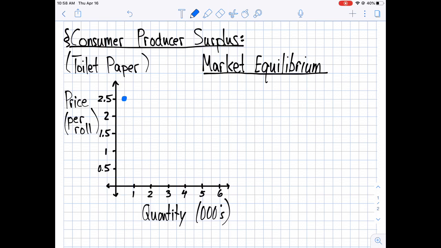And now let's look sort of at the other extreme. What if the price is very low? So what if we're looking at 50 cents a roll? Then the demand would be very high. So we would have something maybe like this, where if we have a price of 50 cents, then the demand would be maybe 6,000 rolls.